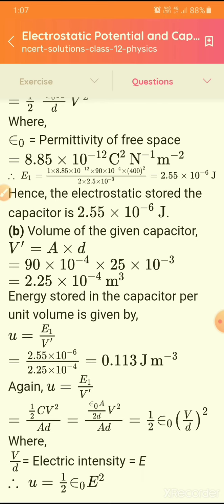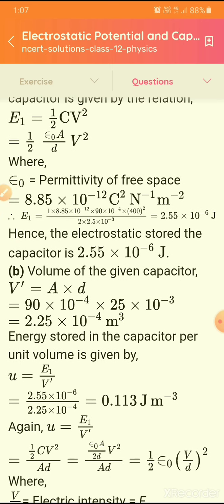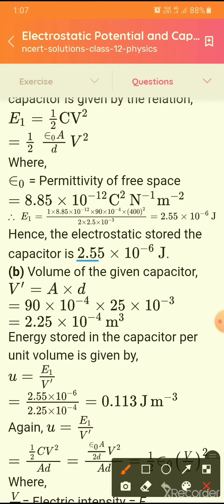Okay, so what is the energy stored in the capacitor per unit volume? That can be represented as U. U is equal to E1 by V dash. E1 we have already calculated as 2.55 into 10 to the power of minus 6. V dash value we have calculated as 2.25 into 10 to the power of minus 4. Substitute these two values and simplify, and you will get the answer as 0.113 joule meter inverse cube.